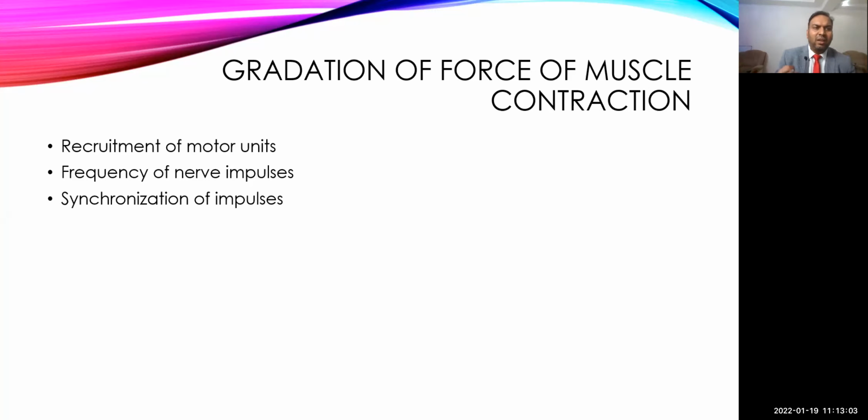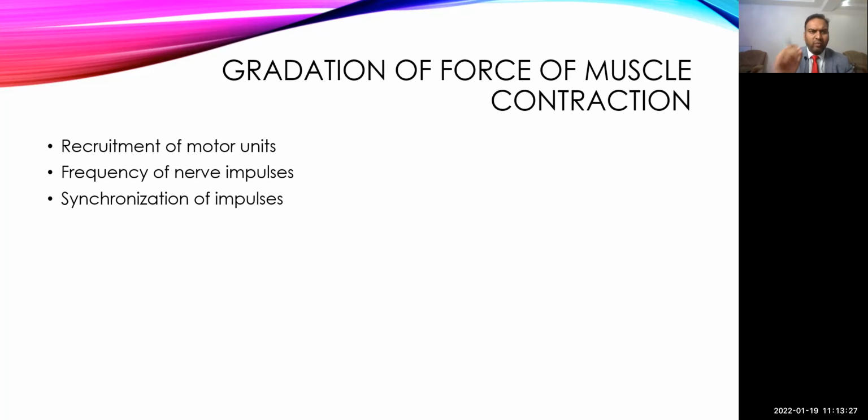So recruitment: different motor units have different threshold stimuli. So when we give a very mild stimulus intensity, then only a few motor units will be contracted, and that will generate the force of contraction. When more and more strength of stimulus is applied, more and more motor units will keep on being recruited, and that will produce more and more force of contraction.